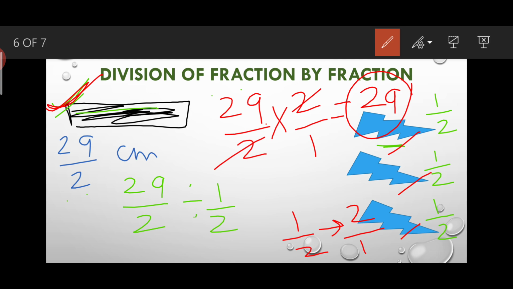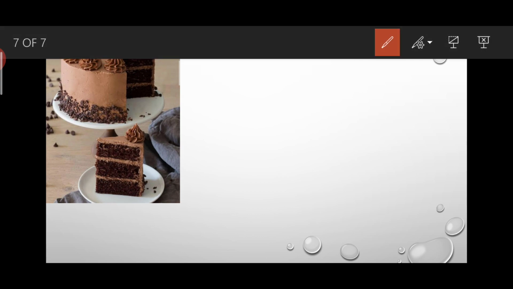Now moving on to another example of division of a fraction by a fraction. Now in this case you are having a piece of cake, and let us suppose this is the entire cake, and this cake contains 4 portions, and out of these 4 portions, this single portion has been given to you. If a cake is divided into 4 parts, that means each part is 1 by 4 of the total cake. Okay, so this 1 by 4 part of the cake is given to you.